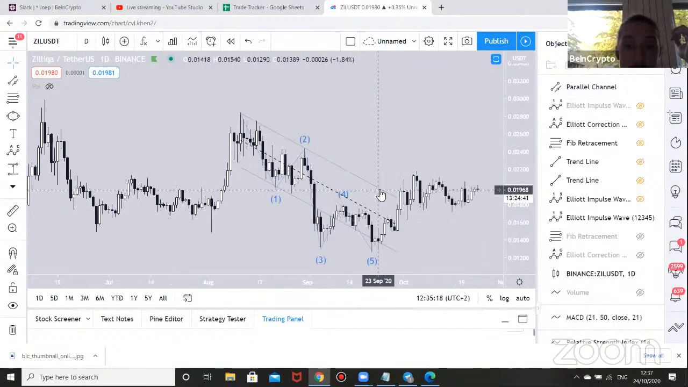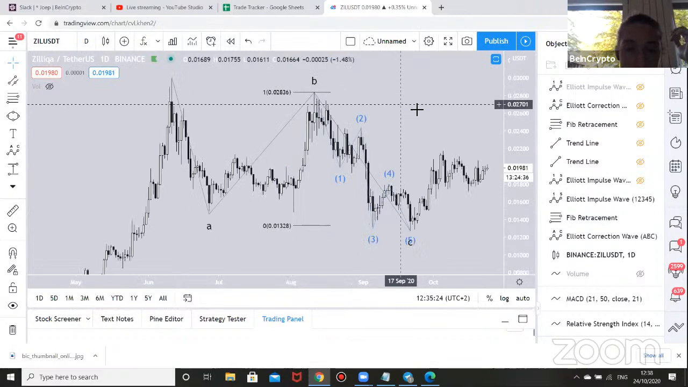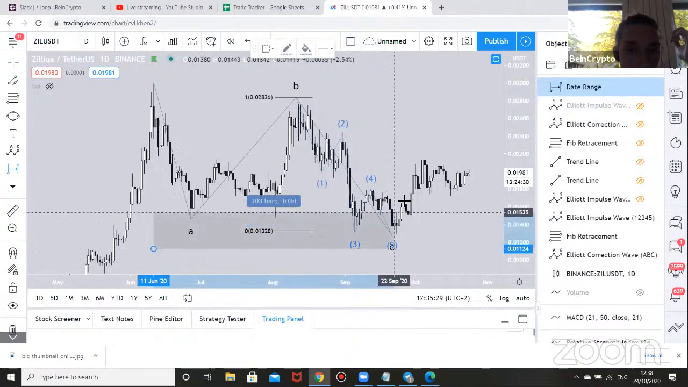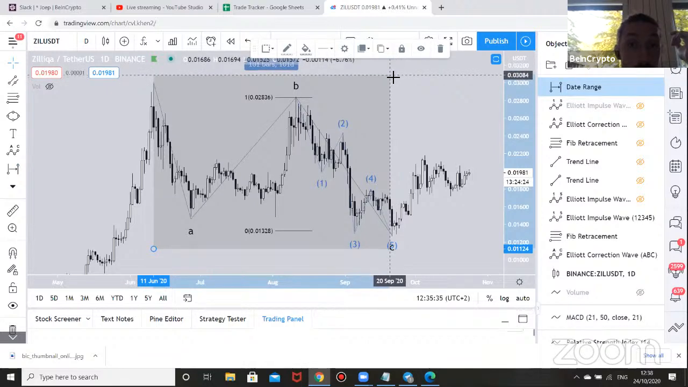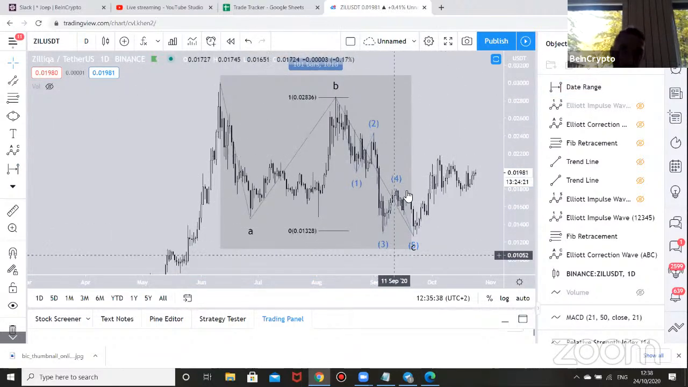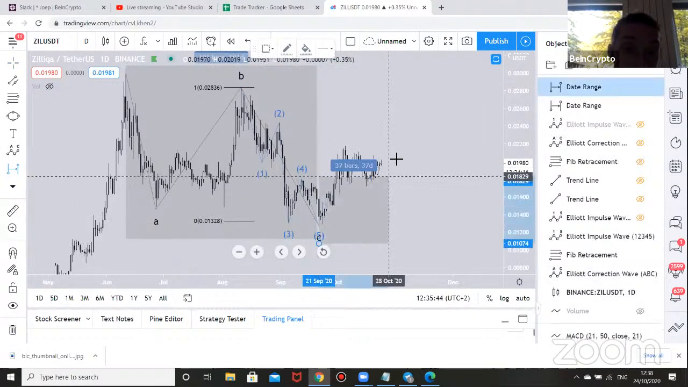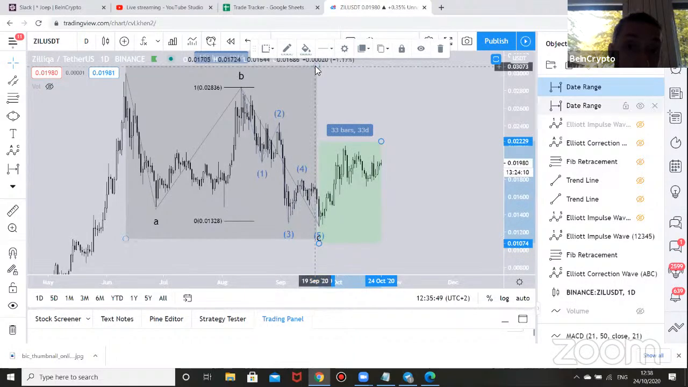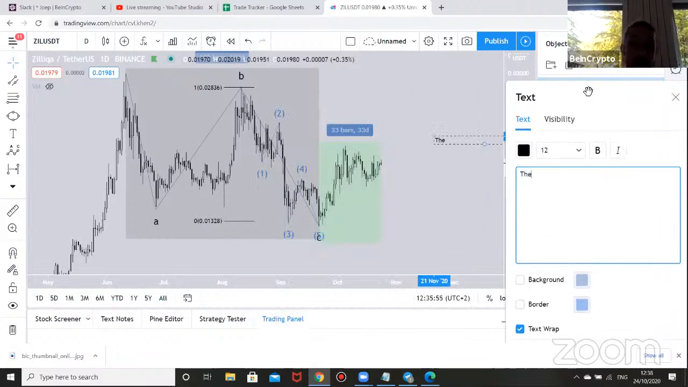Now, in the case of ZIL, I think this is most likely the beginning of a new impulse. So this 102-day period was a corrective structure, and I believe that what followed here afterwards is the beginning of a new impulse. So yeah, that is most likely this.